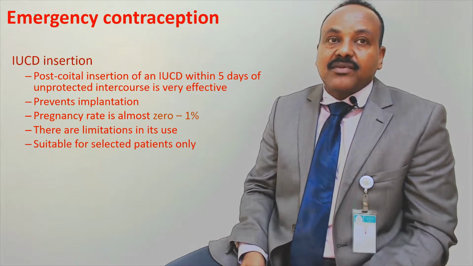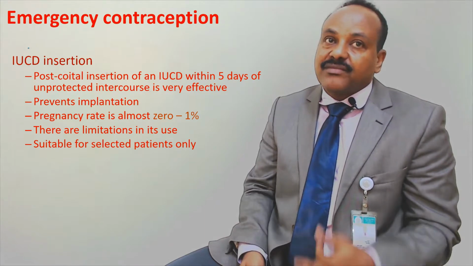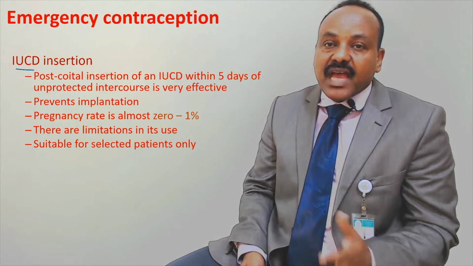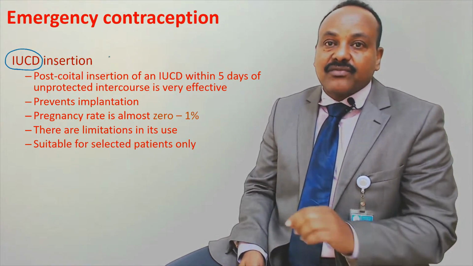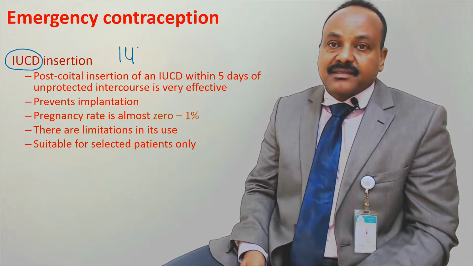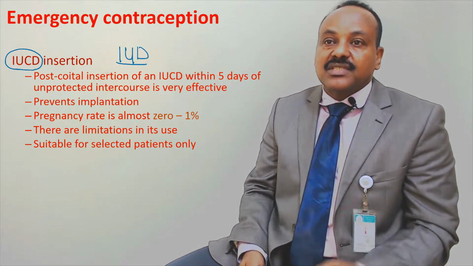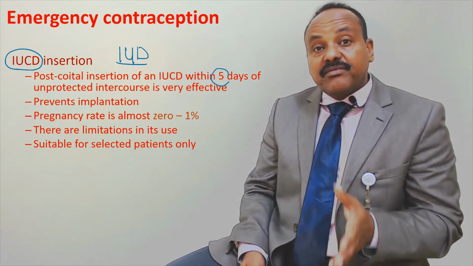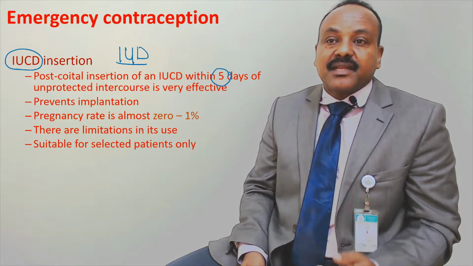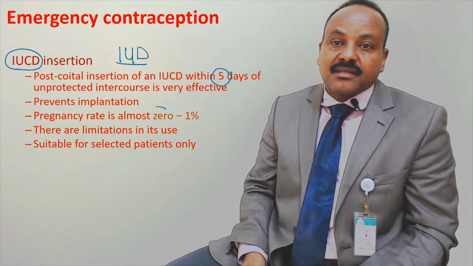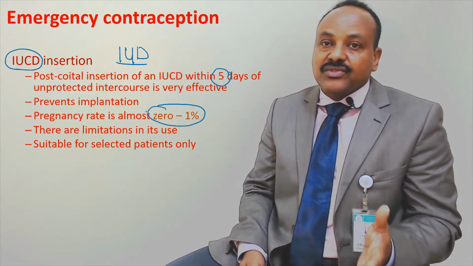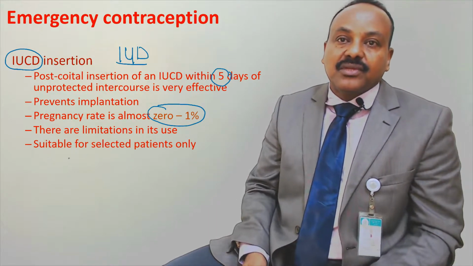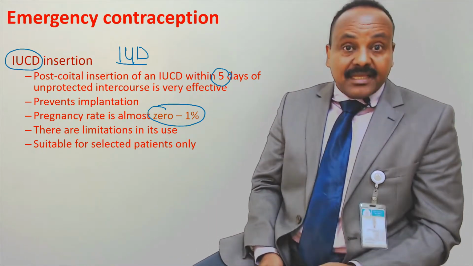What will happen if the woman comes after 3 days or after 72 hours? Is there any method? Yes, she can use IUCD. They found that insertion of IUCD can protect against pregnancy. You should insert the IUCD within up to 5 days of unprotected intercourse, which will prevent implantation. The pregnancy rate is from 0 to 1%. But there are some limitations, as you know, for IUCD. The IUCD should be kept inside until the next period, and it is suitable for selected patients.